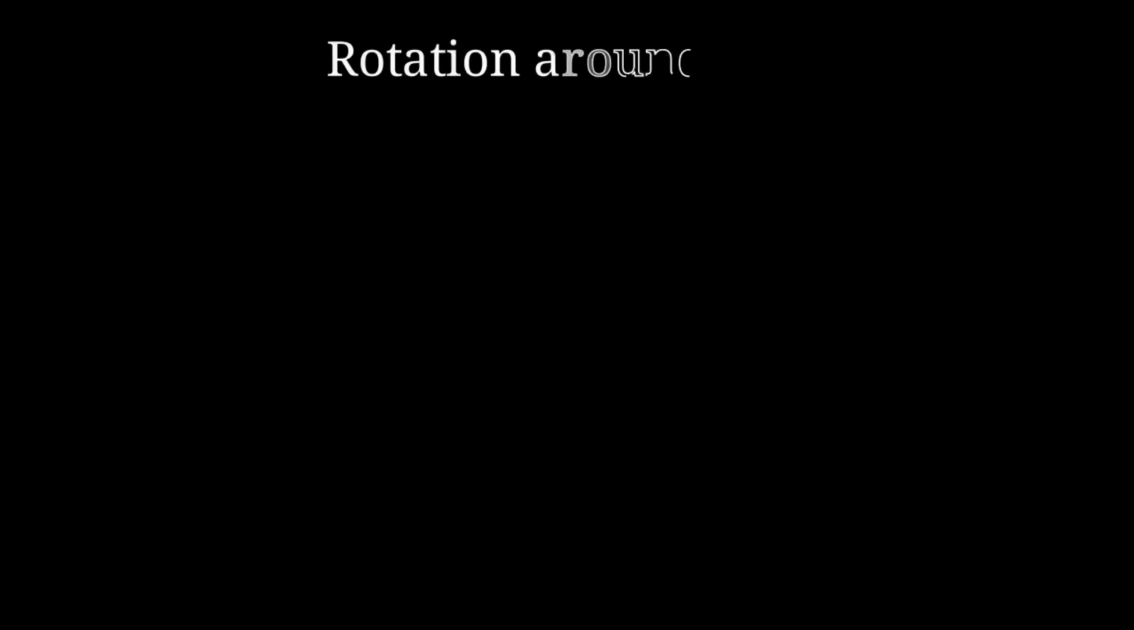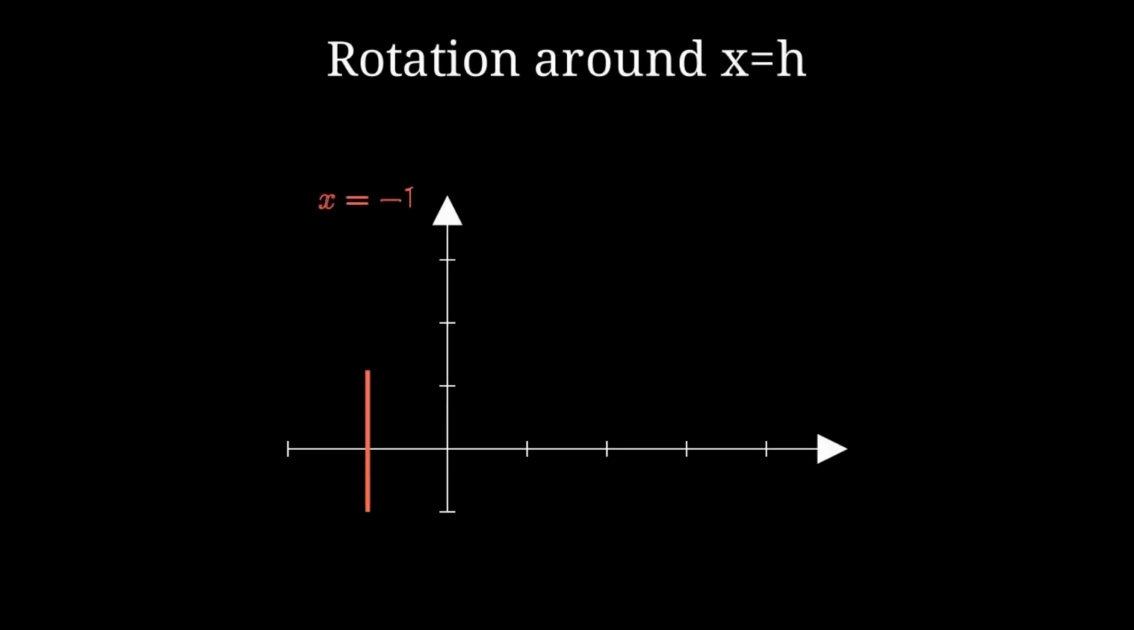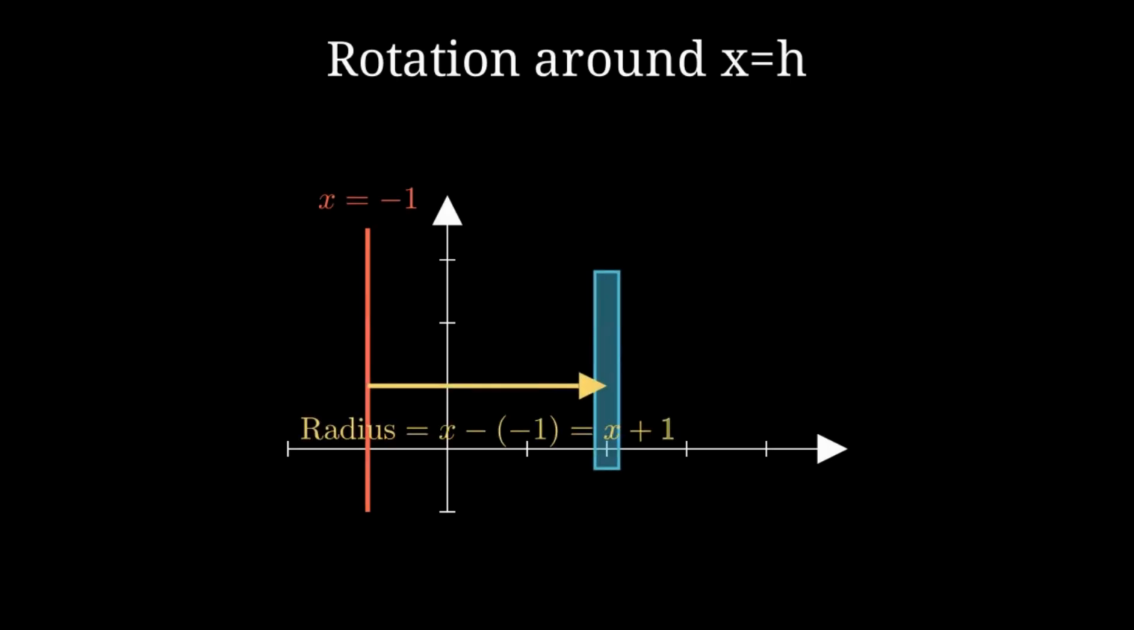What if the axis isn't the x or y axis? If we rotate around x equals -1 using shells, the radius is no longer just x. It is the distance from the axis to the shell, which is x minus -1, or x plus 1. Always draw a diagram to identify the correct radius.